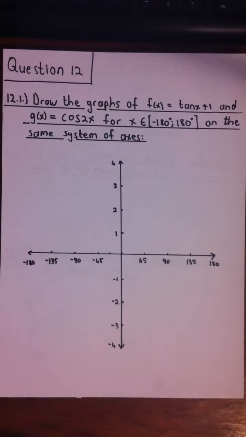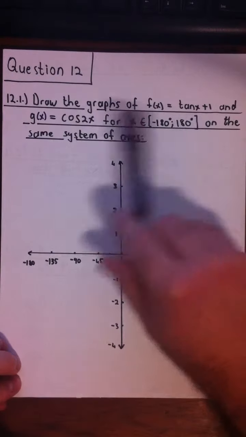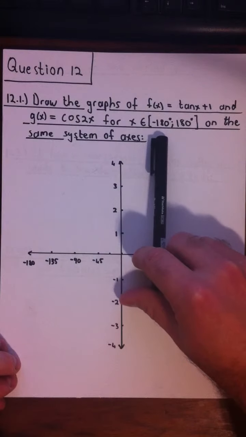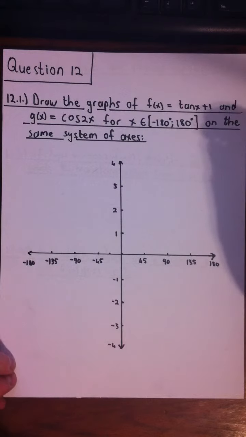Here in question 12, we have some questions on graphing trigonometric functions. They ask us to draw the graphs of tan x plus 1 and cosine of 2x in the domain of negative 180 degrees to 180 degrees on the same system of axes.